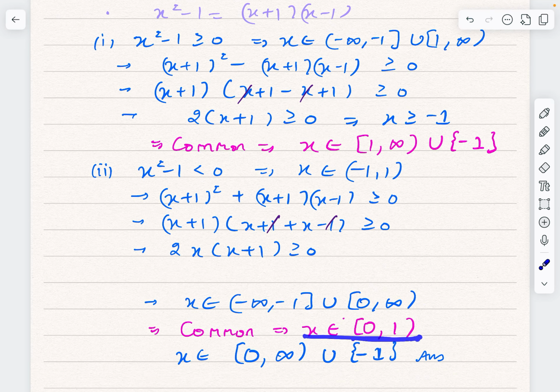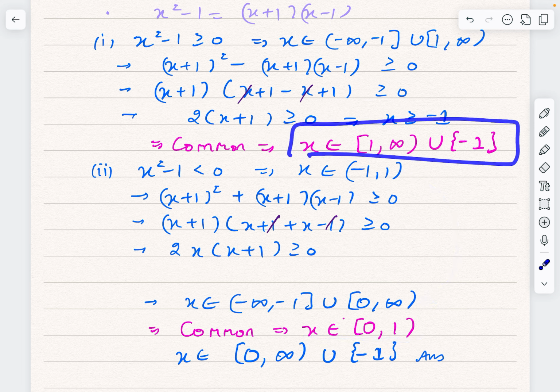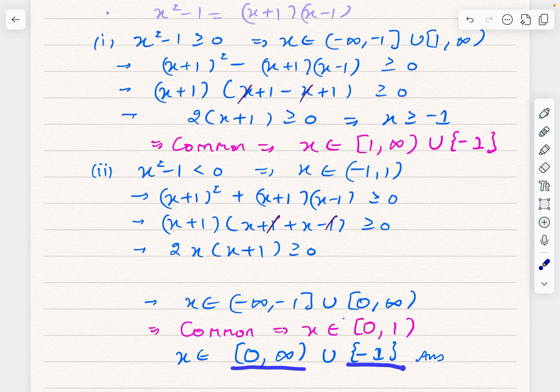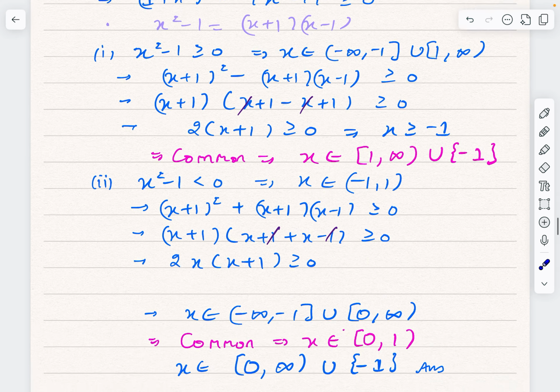So x belongs to [0, 1), common in this and this. So now x could be either this or this. And you combine these two, we get x belongs to [0, infinity) excluding, sorry, union minus 1. Because here we have 0 to open 1, here we have closed 1 to infinity. If you take a union over them, this is this or this. So if we take union over them, it will become just 0 to infinity. And minus 1, we have to add extra. I hope it is clear, guys. Next problem.